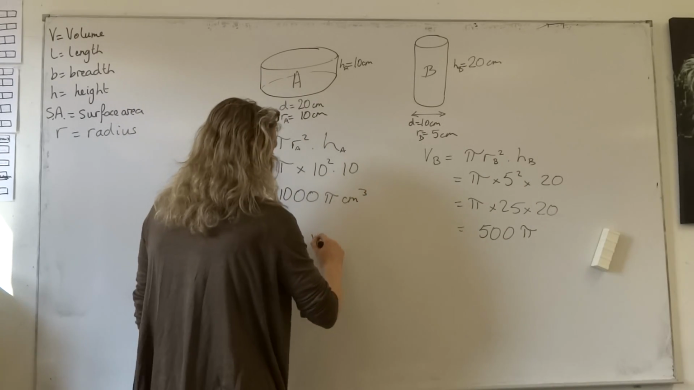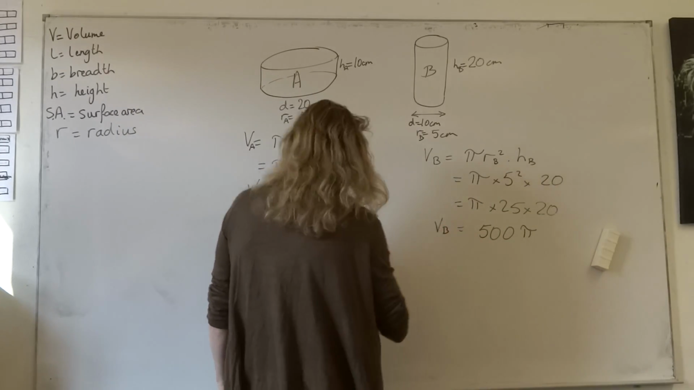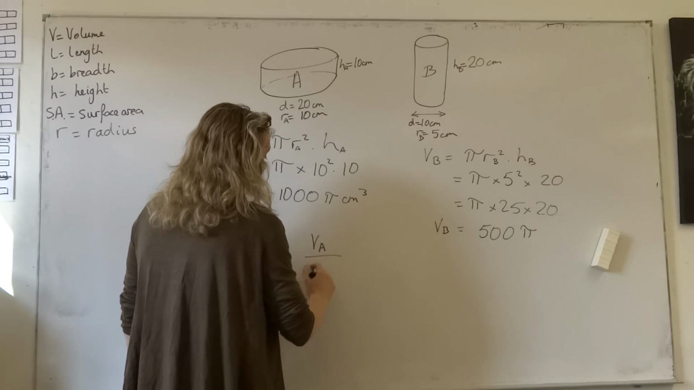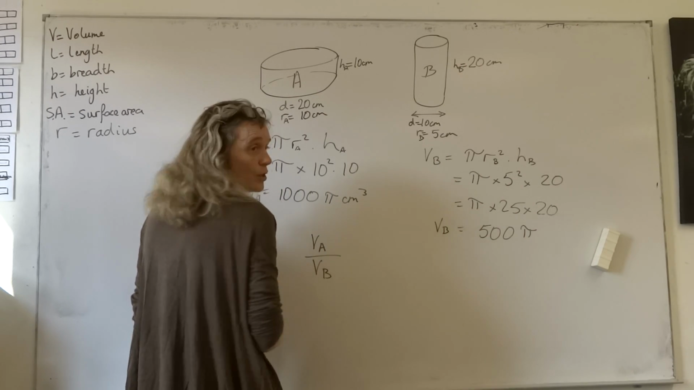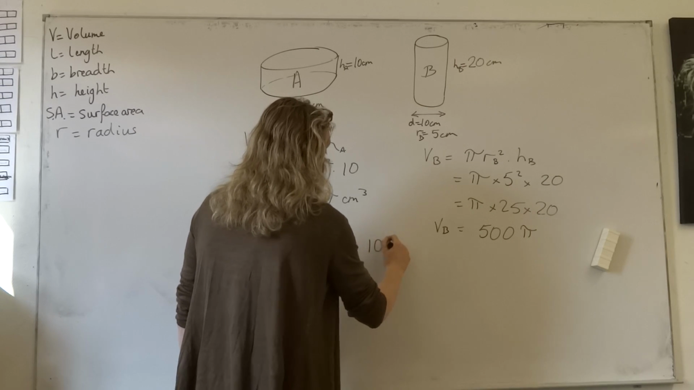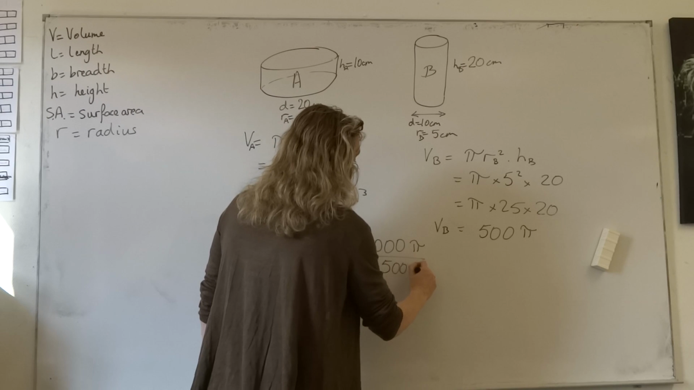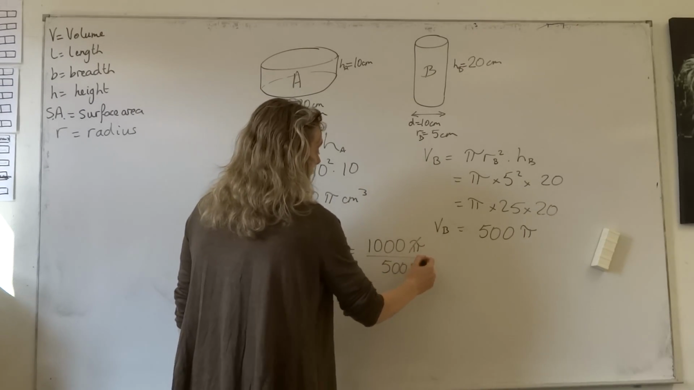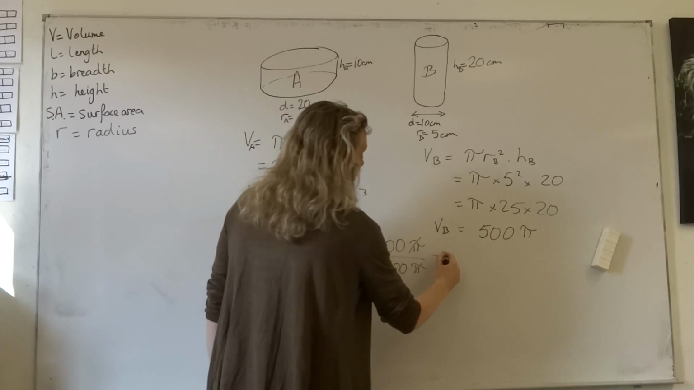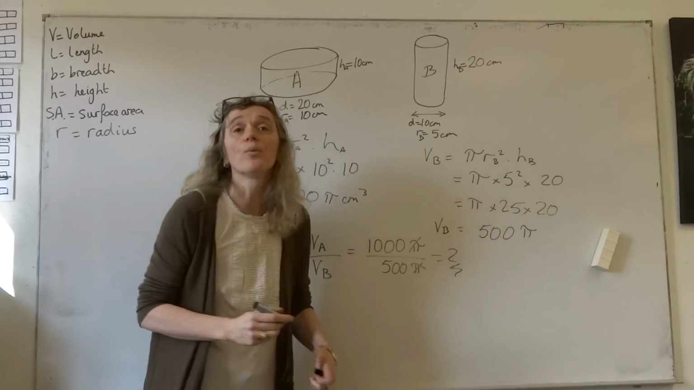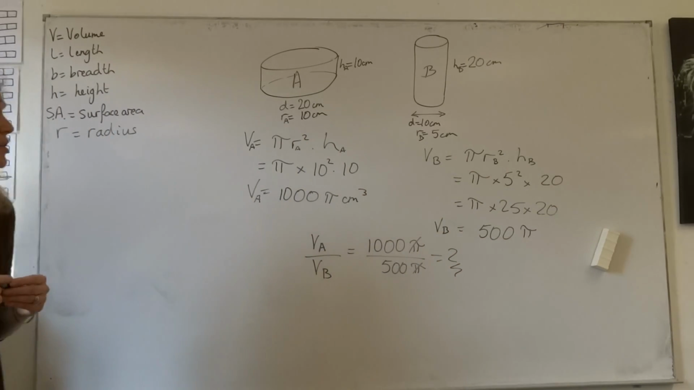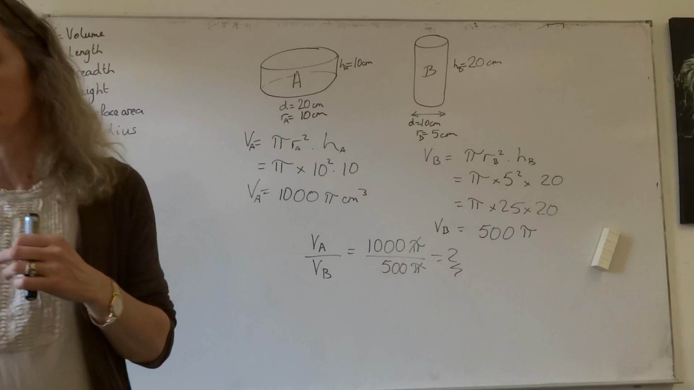Prove that cylinder A has twice the volume of cylinder B. Well, then we want to divide volume of cylinder A divided by volume of cylinder B. So we get 1,000 pi divided by 500 pi. The pi's cancel, we get 1,000 over 500, which is 2. So therefore we've proved that cylinder A is twice the volume of cylinder B.